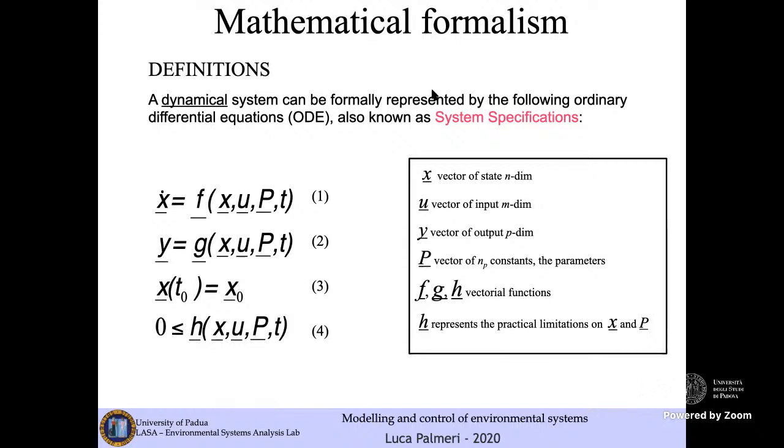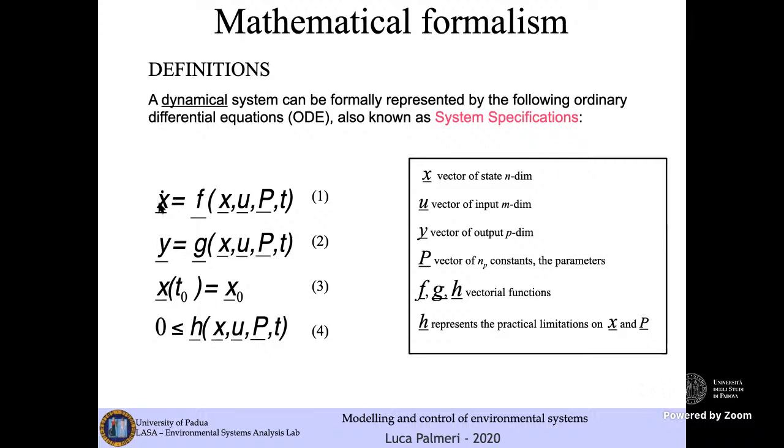I'm going very quick here because I assume that you already have seen and you know these things from your math classes. But in general, we may say that any dynamical system can be formally represented by the following ordinary differential equation, ODE, also known as the system specification. So we have four sets of differential equation systems. The first one, I hope you know this notation. When I put a dot up here, it means derivative in time.